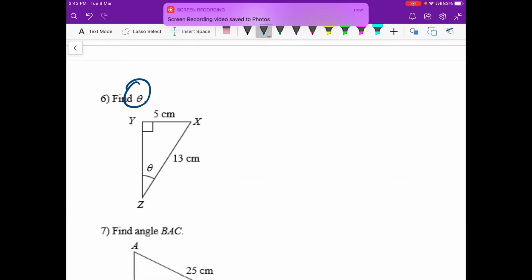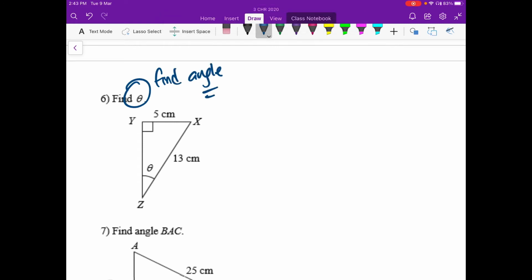They are finding angle. So we need to use the inverse of trigo. Here we have one angle, theta. This is the opposite side. This is the hypotenuse side. So if it is the opposite and hypotenuse, which trigo ratio do we use? Tangent, cosine, or sine? Sine, because it has opposite and hypotenuse.